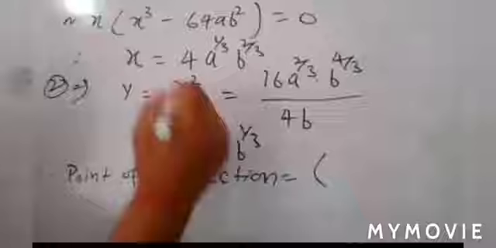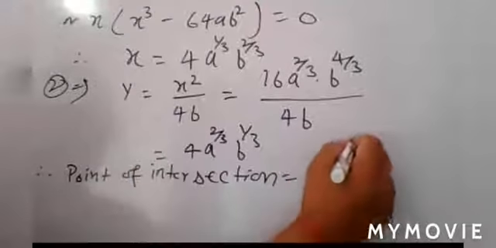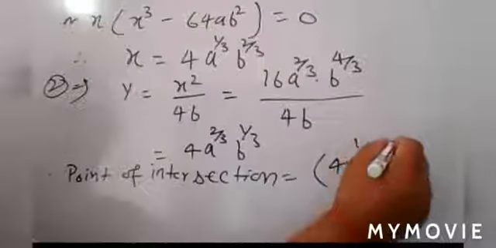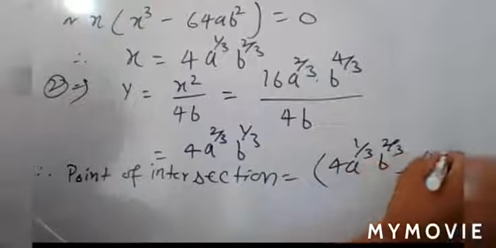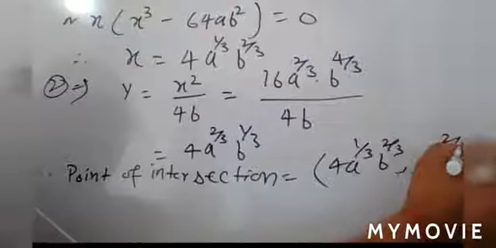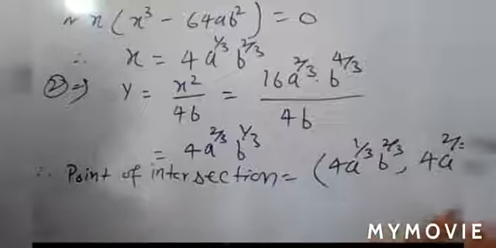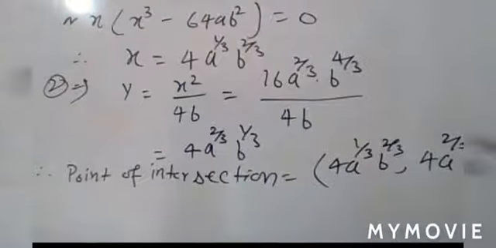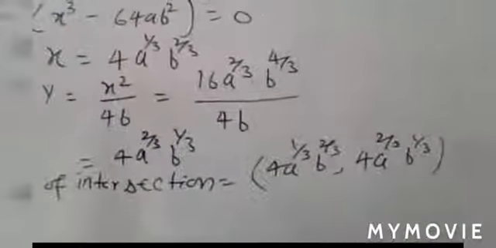is equal to 4a to the power 1 by 3, b to the power 2 by 3, and 4a to the power 2 by 3, b to the power 1 by 3. So that is your point of intersection of the two curves. Note it.